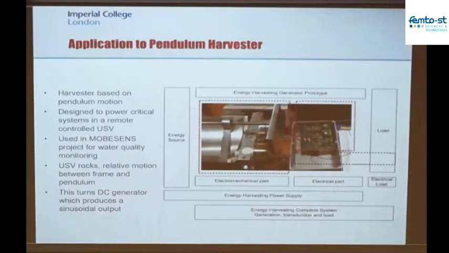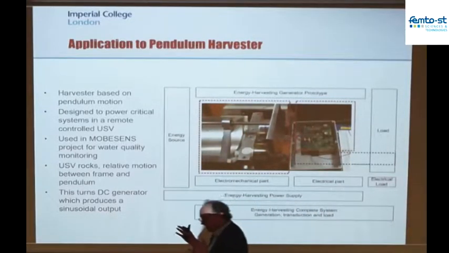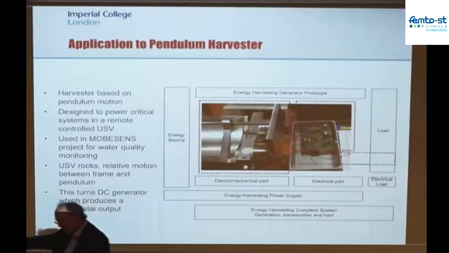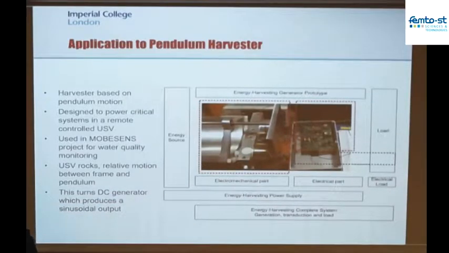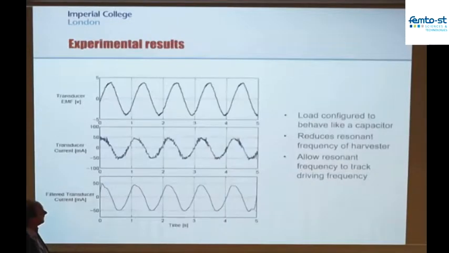We did that in a project with Paul Murrell, started in 2008, called MobiSense. The idea was to put these quite large harvester devices into a kayak which was going to go around and do water quality monitoring. Depending on the frequency of oscillation of the boat, which depended very much on the sea conditions and the weight, we wanted to be able to tune the resonant frequency. This is exactly the technique that we used there.